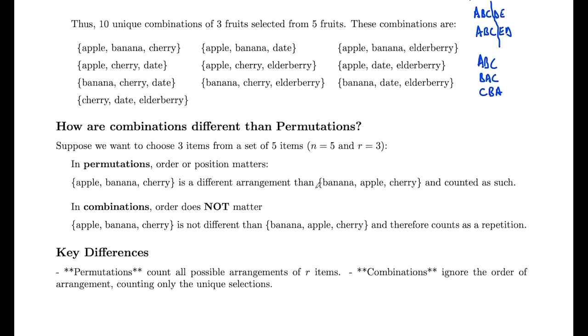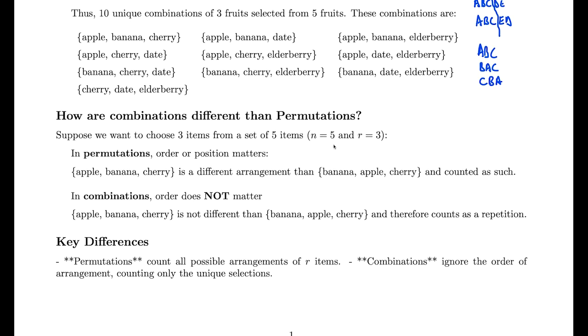So again, reviewing how combinations are different than permutations. Suppose we want to choose 3 items out of a set of 5. n is 5 and r is 3. But let's take a look here. In permutations, the order and position matter. So apple, banana, cherry is a different arrangement than banana, apple, cherry, and so it would be counted as different. So this is 1 and this is 1. But in combinations, apple, banana, cherry is not different than banana, apple, cherry.